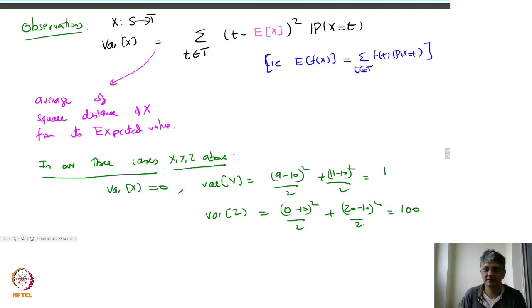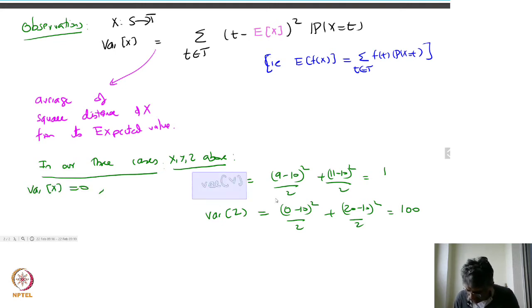Very nice. So now we have an idea. Variance of x is 0. That tells you that the random variable is exactly at the mean. There's no difference at all. Variance of y is not so large. It's 1. That means the random variable is kind of spread.